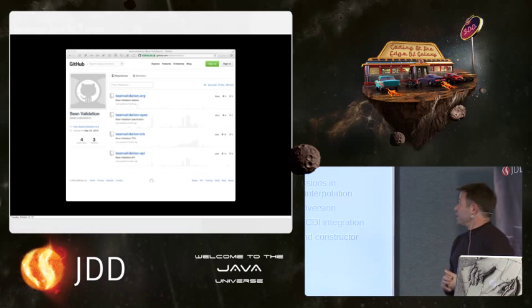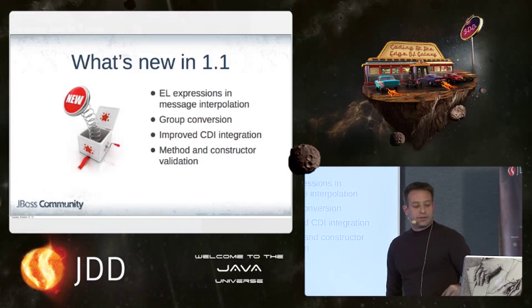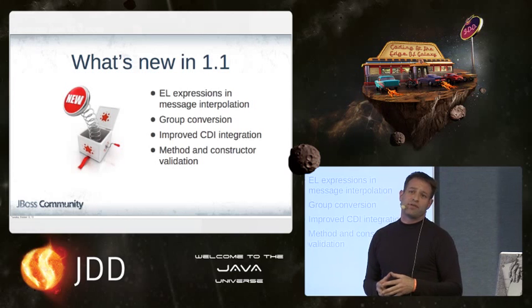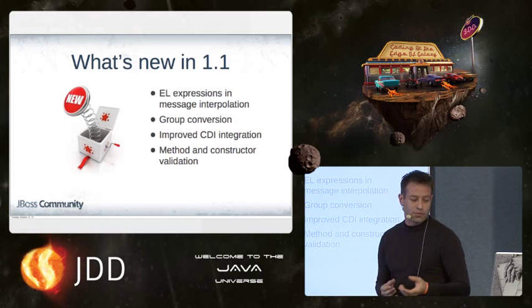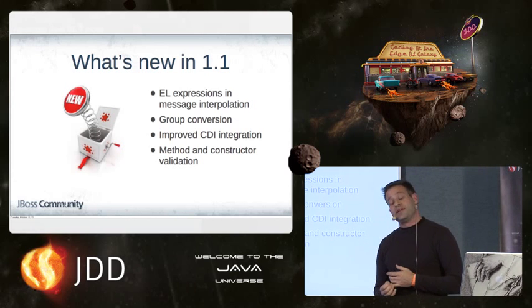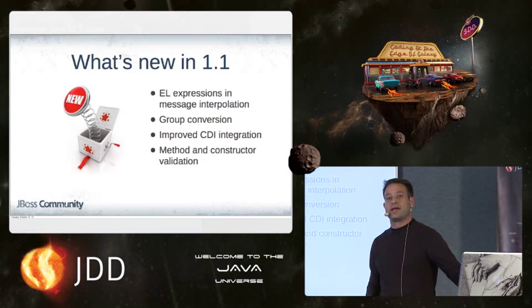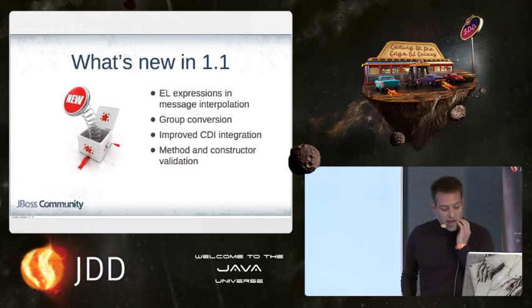Anyway, so what's new in Bean Validation 1.1? There are four main things: expression language in the message interpolation, group conversion, improved CDI integration, and method and constructor validation. And I'll try to explain each of them a little bit.